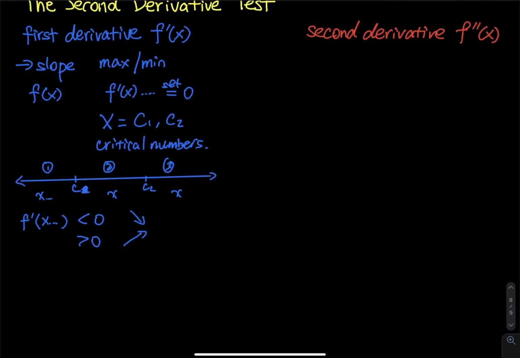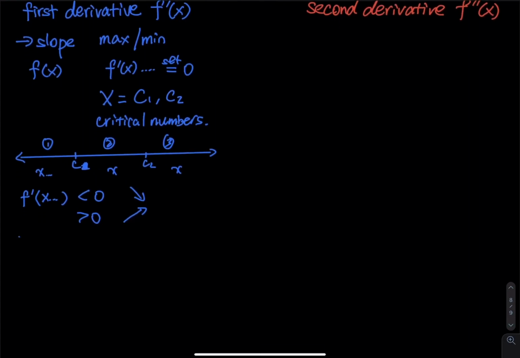And then how do you use increasing and decreasing to determine the min and max? If you have decreasing, then a horizontal tangent, and then increasing, that gives you a minimum at C1. If you have increasing, then a horizontal tangent, and then decreasing, at that point you have a maximum, so let's say that is C2. So that's how we use the first derivative.